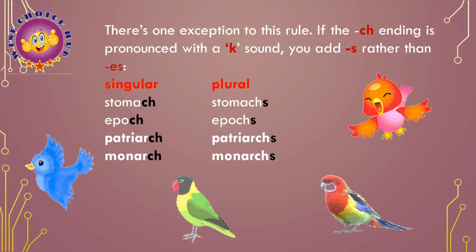For example, stomach makes a word and gives you a pronunciation of stomach. So CH is making the sound of K. So I am going to add only S at the end of the word. So stomachs. Epoch, epochs. Patriarch, patriarchs. Monarch, monarchs. CH is giving you a sound of K. So I am going to add only S at the end of the word.